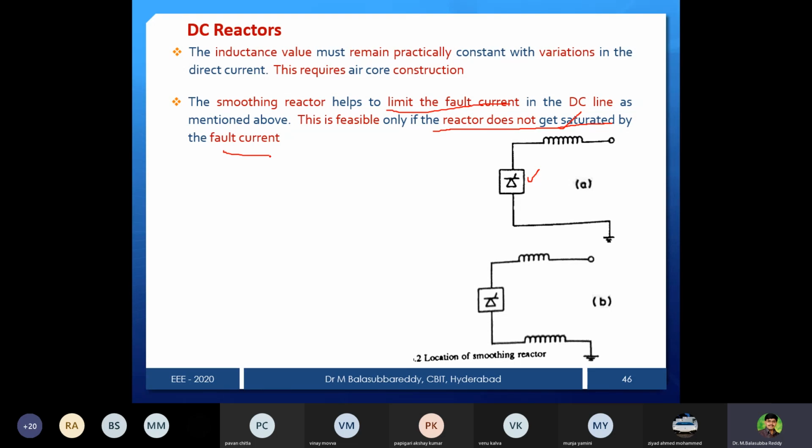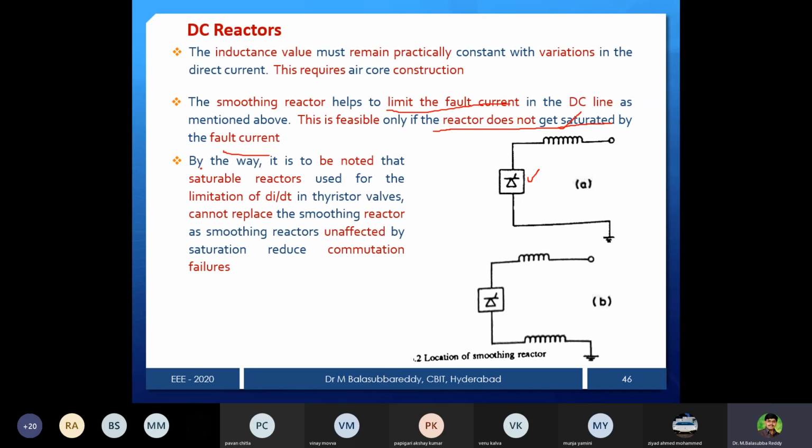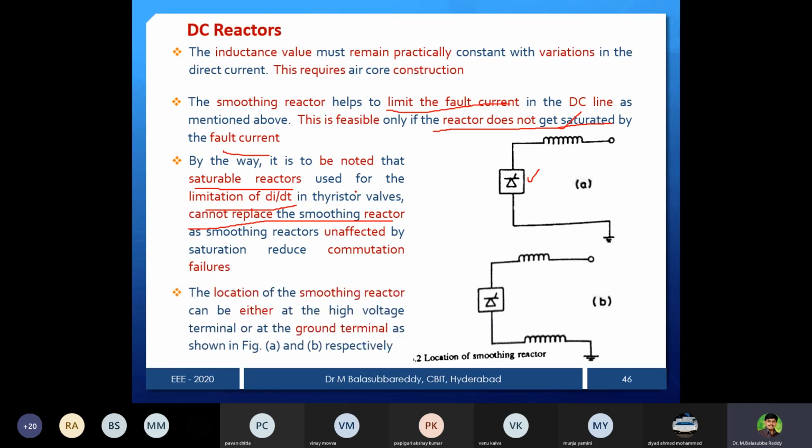There is one more reactor. What they mention here is that it should not saturate, because it would then act in a switching fashion. That's why we mentioned one statement here, that the saturable reactors used for limiting the di by dt in a thyristor valve cannot be replaced by a smoothing reactor. If it is replaced, saturation automatically takes place, it will conduct and allow the current. So all these problems will arise.